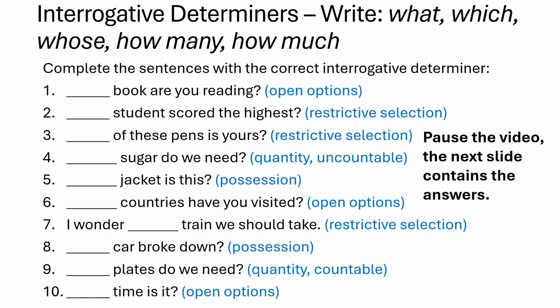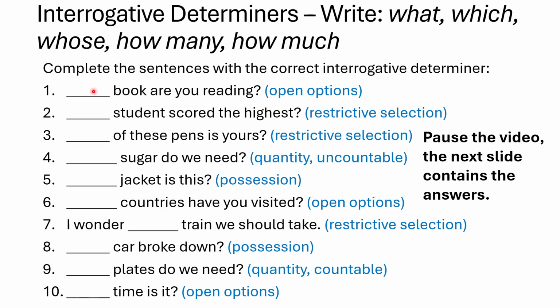Write these sentences. Use the correct interrogative determiner. What, which, whose, how many, how much. Use the clues in the brackets to help.